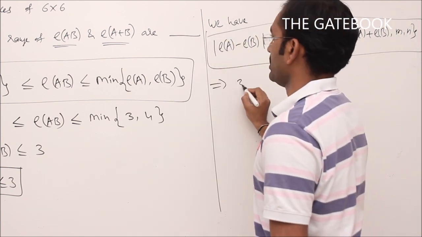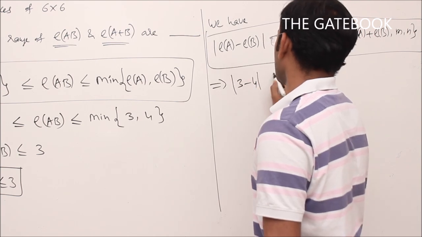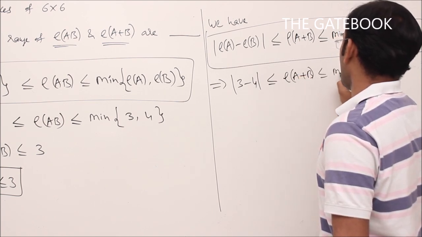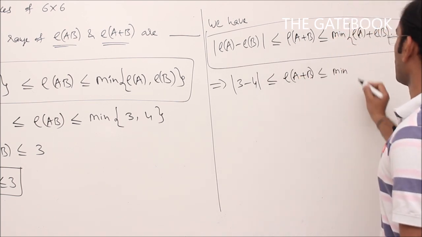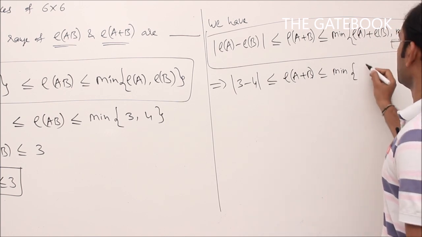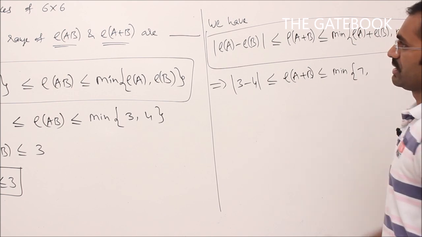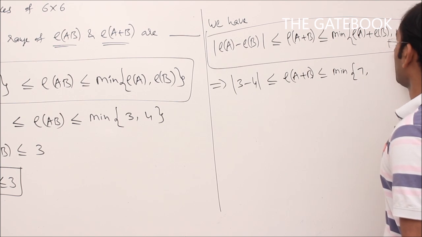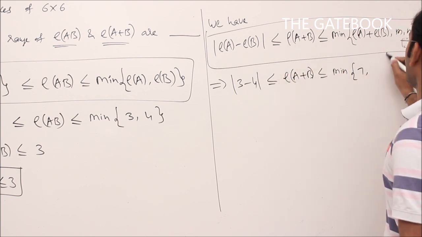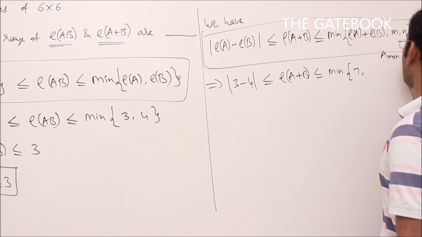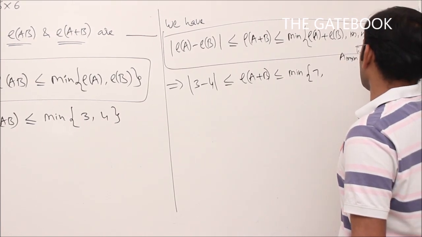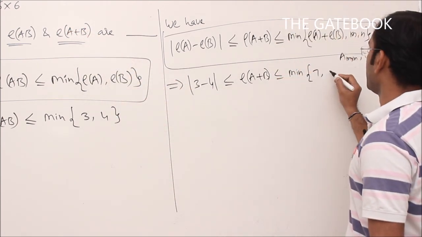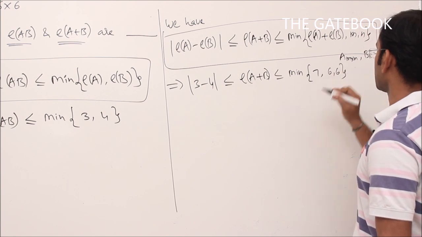here, rank of A is 3, rank of B is 4, modulus less than or equal to rank of A plus B less than or equal to minimum of rank of A plus rank of B. So rank of A plus rank of B is 3 plus 4, this is 7, m comma n. Here m comma n are the number of rows and number of columns in A and B, where A and B are matrices of the same order m by n. Here given matrices A and B are of order 6 by 6, so m is 6, n also 6.